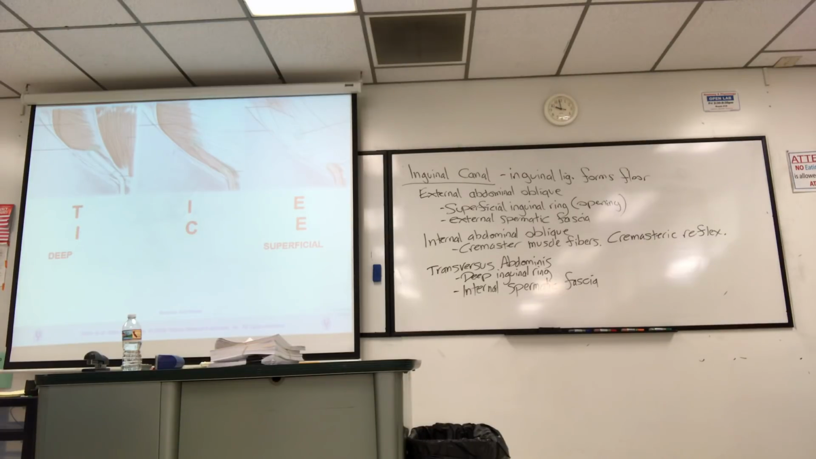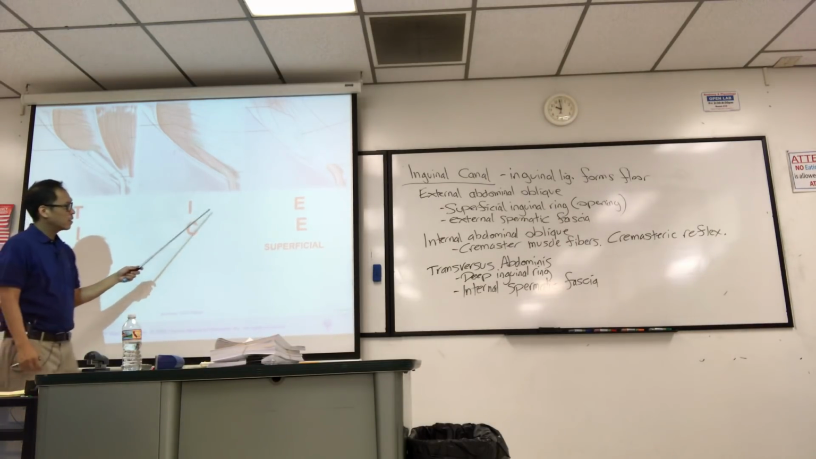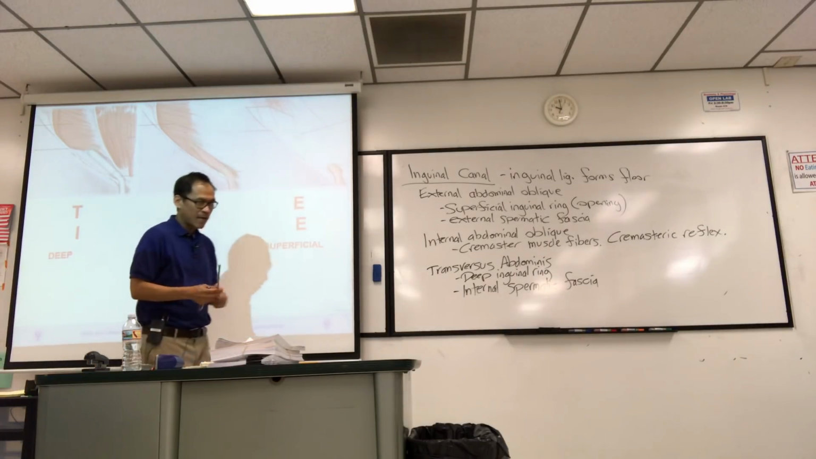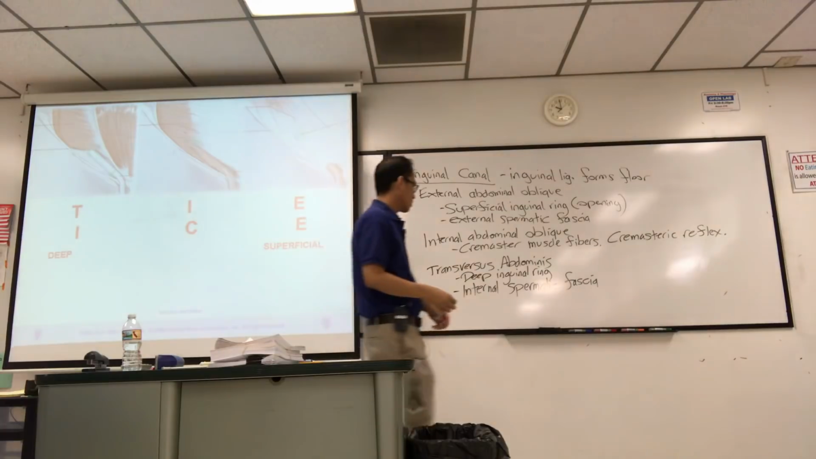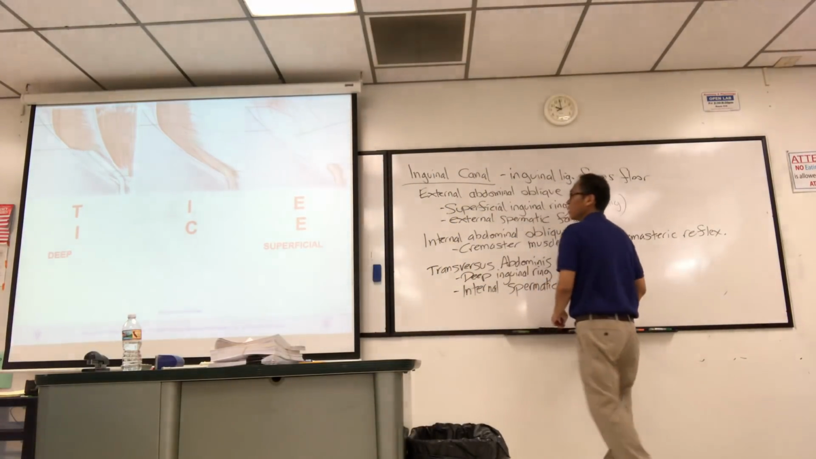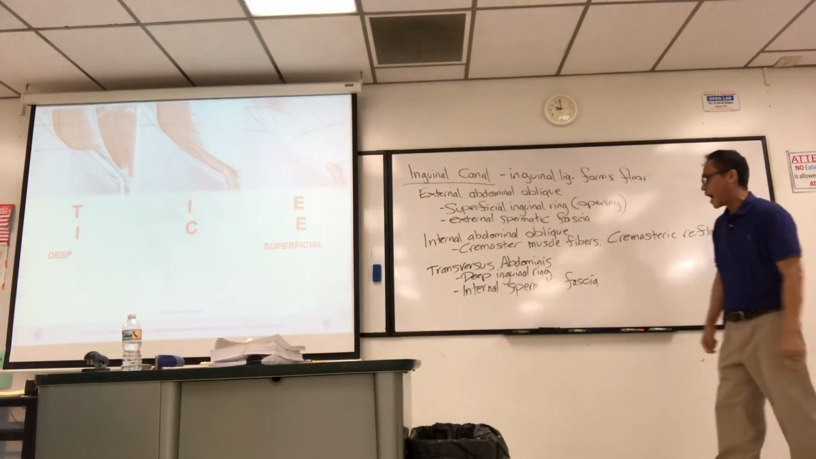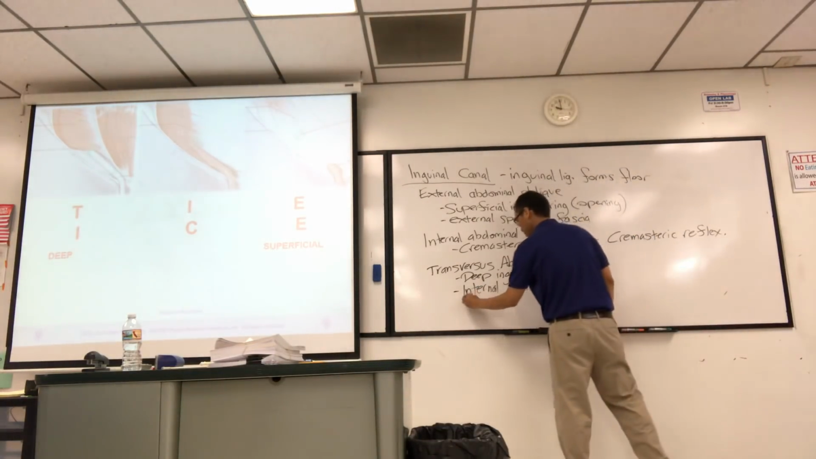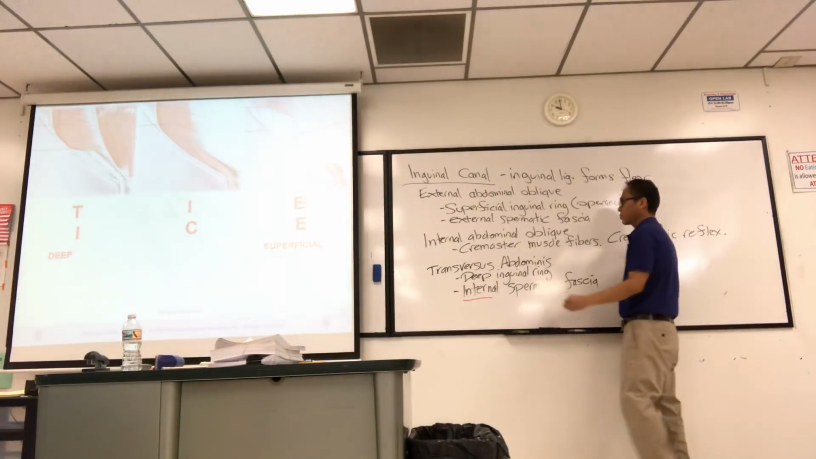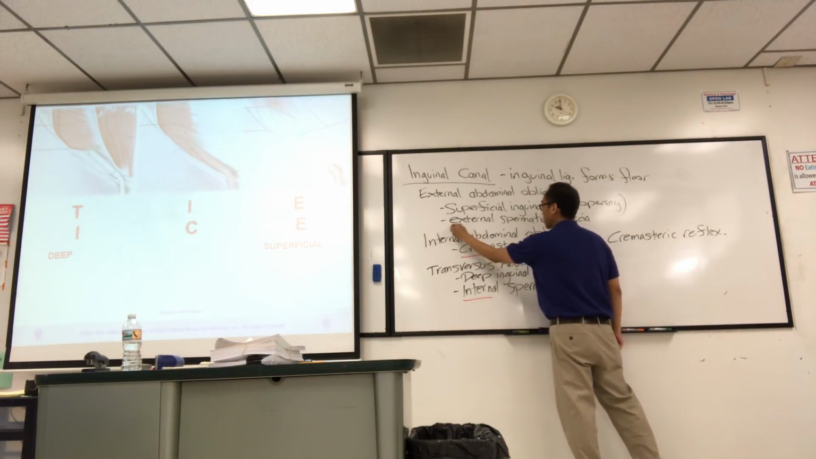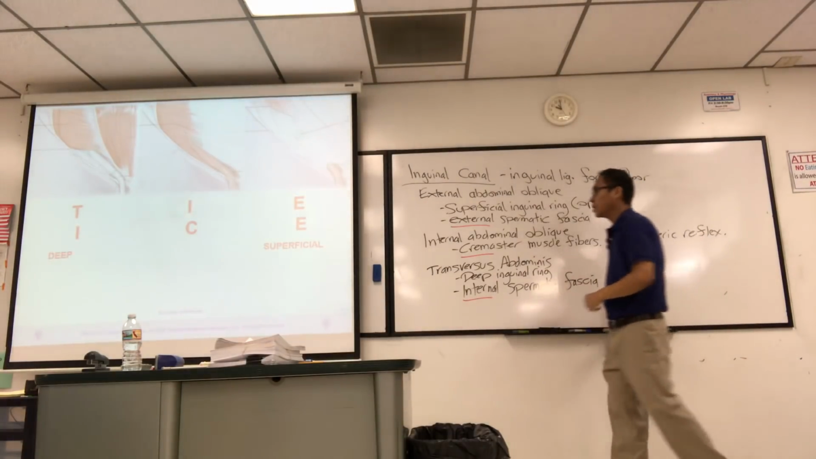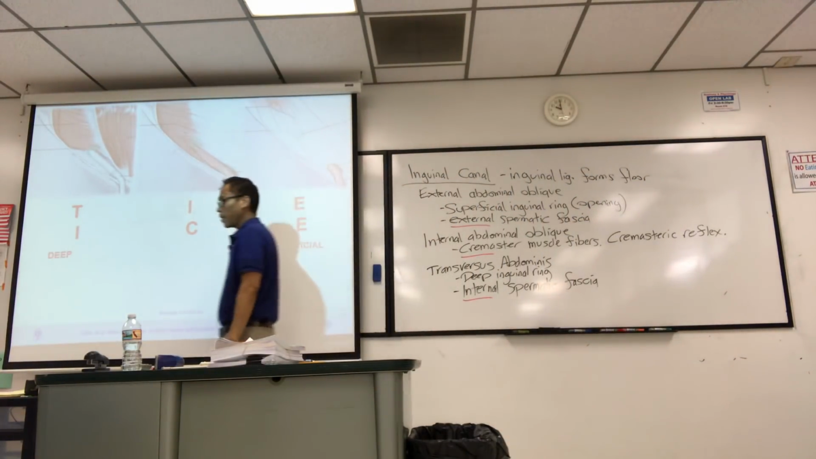So if it helps to remember TICE, what does it refer to? We got an outline there. This goes from deep to superficial. What do you think the T stands for, the deep layer? Transversus abdominis, internal abdominal oblique, external abdominal oblique. And the ICE are the scrotal layers that you have to know. I'll underline it in red. Going from deep to superficial, the I is the internal spermatic fascia. The C is the cremaster muscle layer, and then the E is the external spermatic fascia. That's what we want you to know.